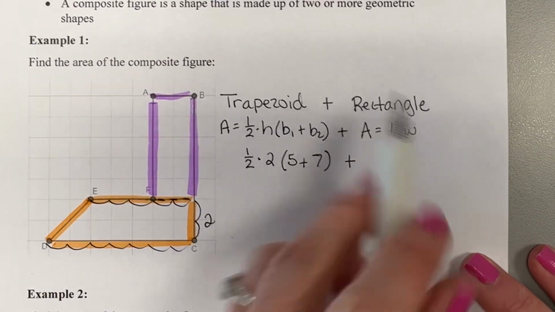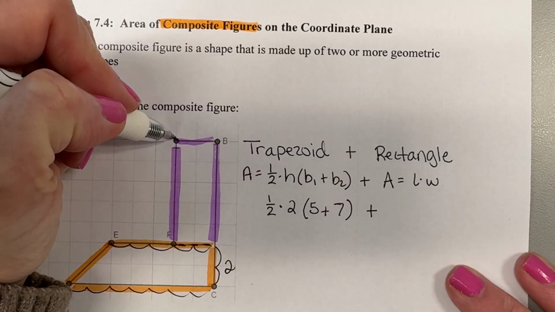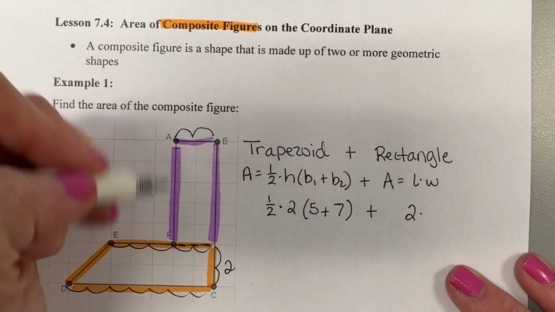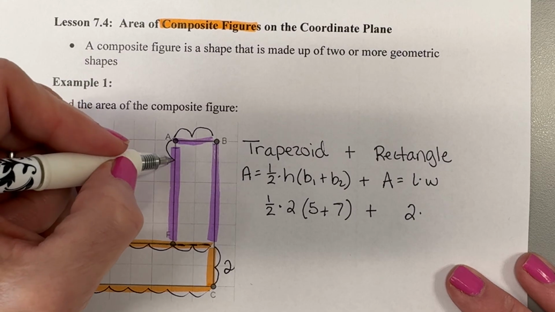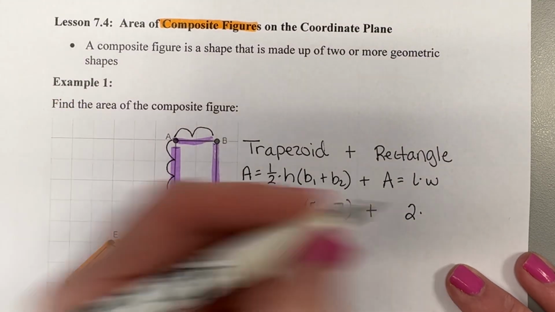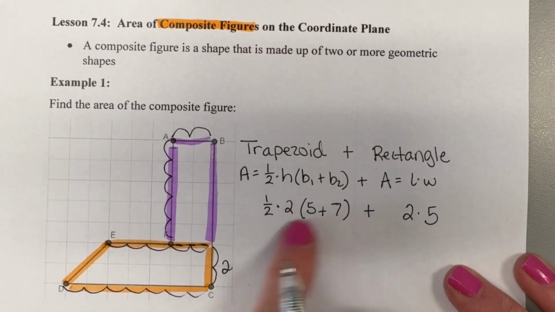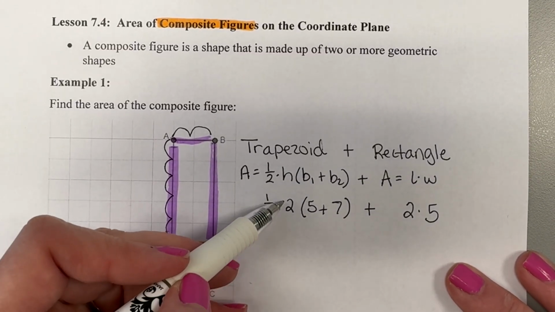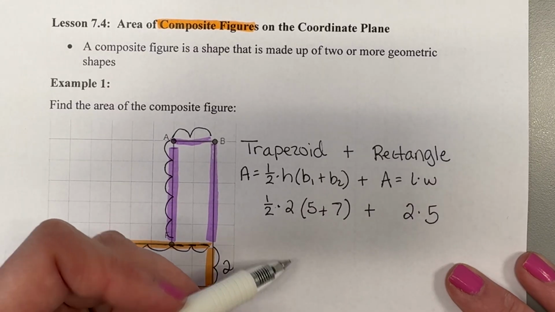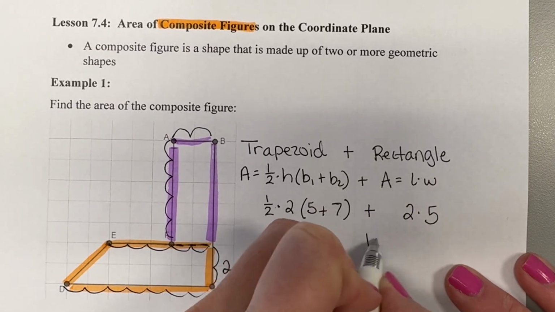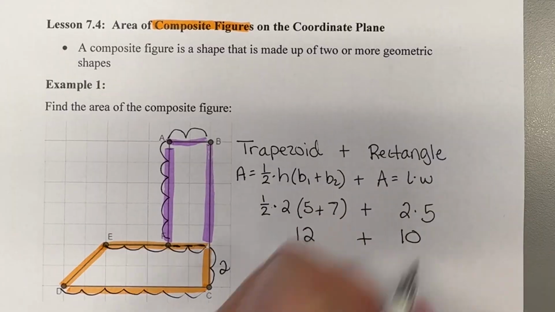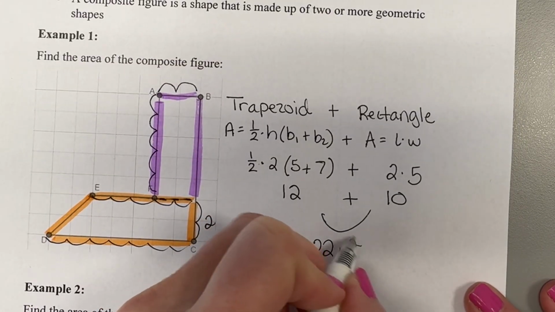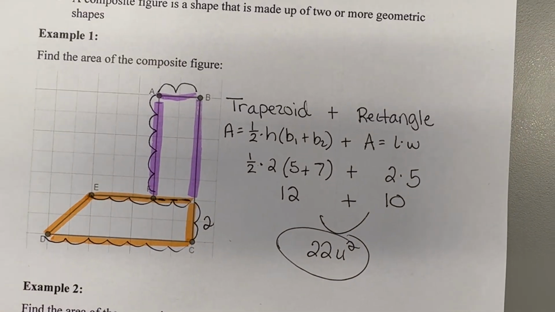I need the length and the width. So my length runs horizontal, 2, times my width runs vertical, 1, 2, 3, 4, 5. Then you can either take your calculator here or do this in your head. If you take 1/2 times 2 times the quantity of 5 plus 7, you're going to get 12. And if you take 2 times 5, you're going to get 10. And if you add them together, you're going to get 22 units squared. And that's all you do.